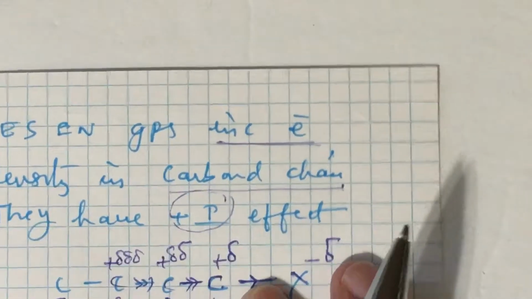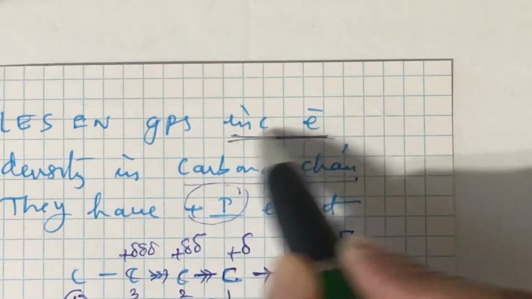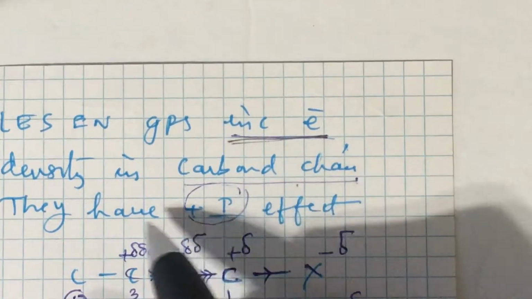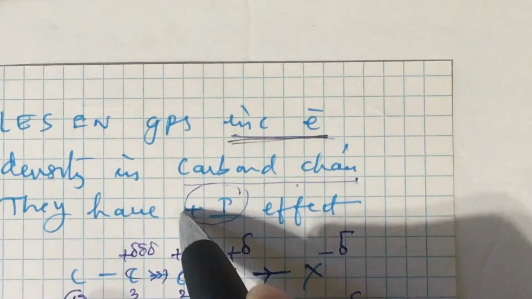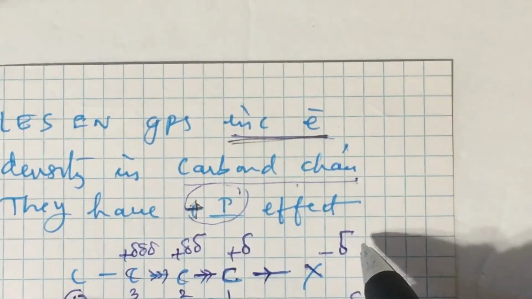Naturally, metals and other less electronegative groups, when they are bonded to carbon atoms, increase the electron density in carbon chain, and they have electron increasing inductive effect, that is plus I inductive effect.